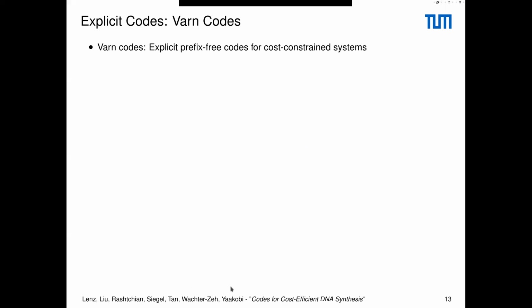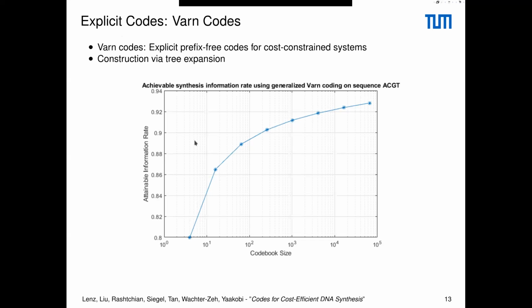Furthermore, we have looked at explicit codes, not only at capacity, but also at codes which can achieve rates close to this capacity and are efficiently encodable and decodable. Because we are living in a cost-constrained system here, one possible way to build codes is Varn codes, which are explicit prefix codes for cost-constrained systems. They are constructed via tree expansion as follows.